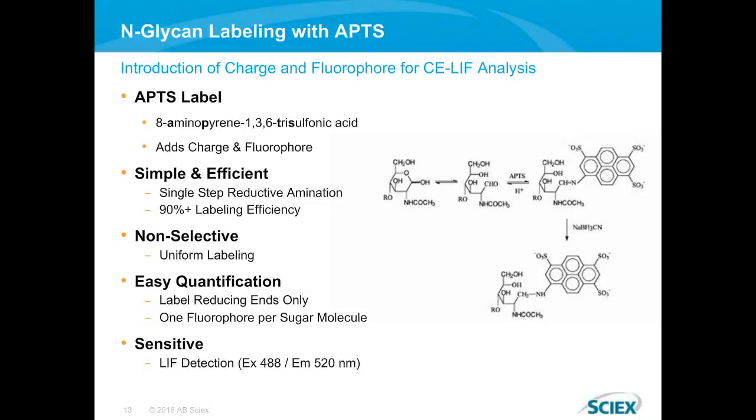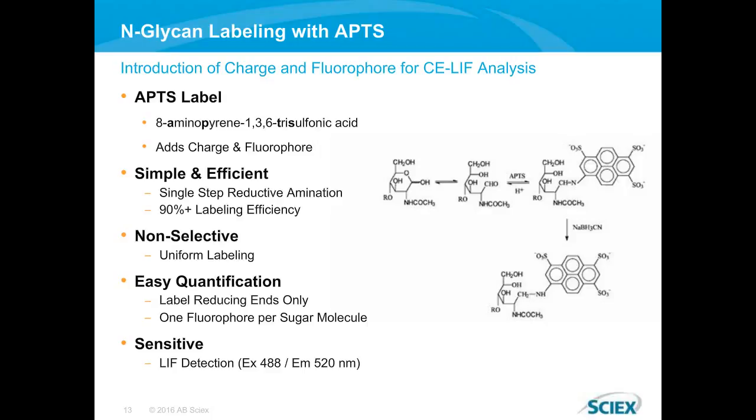So moving on past the sample prep, or I guess to a very specific part of the sample prep, I mentioned that we have to label our glycans with APTS, and the reason for that is twofold. One, to introduce charge so that we can actually do an electrophoretic separation, and two, a fluorophore so that we can actually detect things with laser-induced fluorescence. So the label that we use in our sample prep is APTS. It's an aminopyrene trisulfonic acid, and it adds both that charge and that fluorophore.